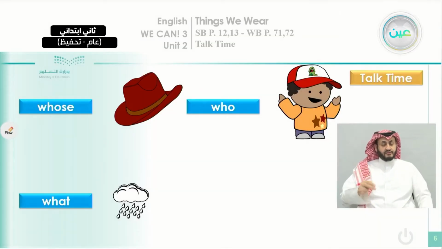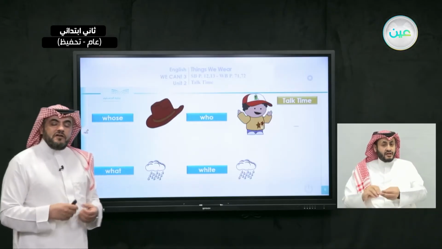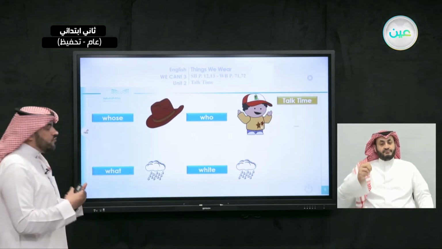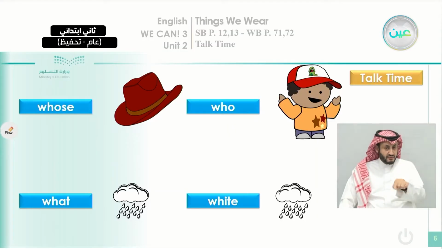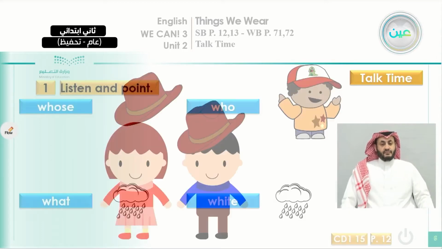And here, if you talk about clouds, the thing that gives us rain from the sky, and usually the color is white, you say, what is this? And if you want to tell the color of the cloud, you say it is white. So how do you pronounce these words? We say about the hat, whose hat is this? Who is this boy? And we can ask, what is this? And the color of the sky is white.